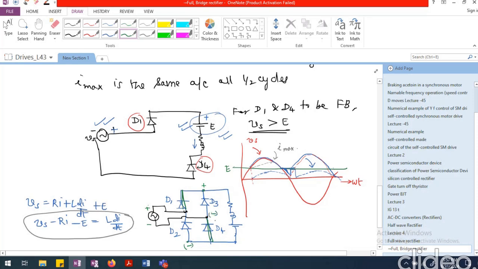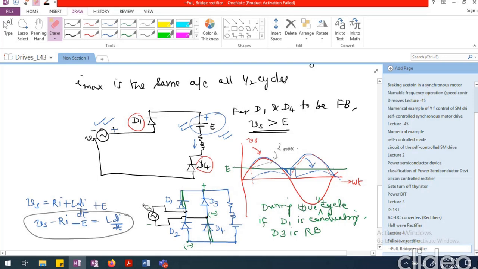So D3 is automatically reverse biased whenever D1 is conducting and it is positive half cycle. So during positive half cycle, if D1 is conducting, D3 is reverse biased. Positive half cycle, you will see if D1 is conducting, D3 is reverse biased.